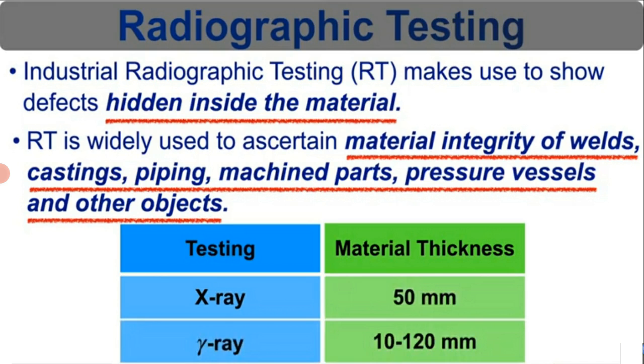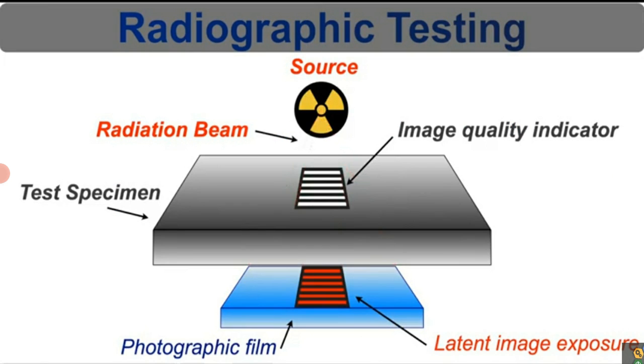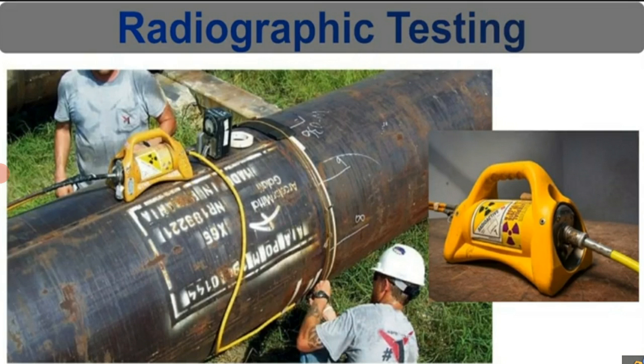There are two testing methods, X-rays and gamma rays, depending on material thickness. If we use X-rays, then the thickness of the material is up to 50 millimeter. If we use gamma rays, then the material thickness is 10 to 120 millimeter. The beam of radiation which emerges from the material is usually exposed to radiation sensitive film such that different intensities of radiation are observed in the film. This is the example.